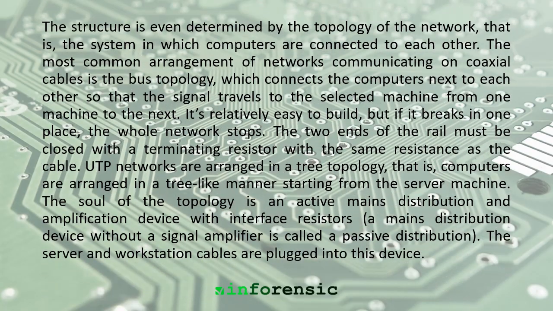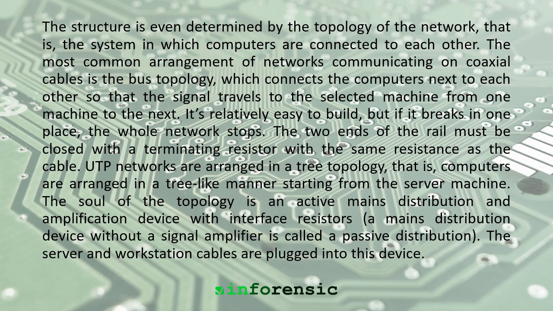The structure is even determined by the topology of the network, that is, the system in which computers are connected to each other. The most common arrangement of networks communicating on coaxial cables is the bus topology, which connects the computers next to each other so that the signal travels to the selected machine from one machine to the next. It's relatively easy to build, but if it breaks in one place, the whole network stops. The 2 ends of the rail must be closed with a terminating resistor with the same resistance as the cable.